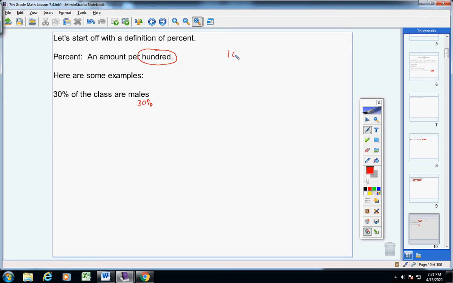That means for every 100 students, there will be how many males? 30. So how many females will there be? 70. So out of 100 students, 30 are males, 70 are females. So 70% are females, 30% are males. See what I mean by per 100? When I say 30% of the class are males, that means out of 100, 30 are going to be males.